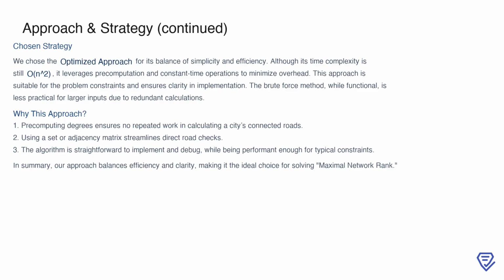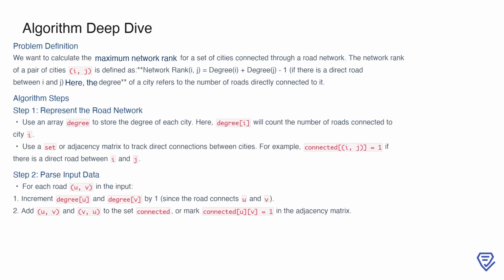To solve the maximal network rank problem, we first need to understand its components. The network rank for a pair of cities, denoted as (i, j), is calculated as the sum of their degrees, the number of roads directly connected to each city, minus 1 if there is a direct road between the two cities. This subtraction ensures we don't overcount that shared road.